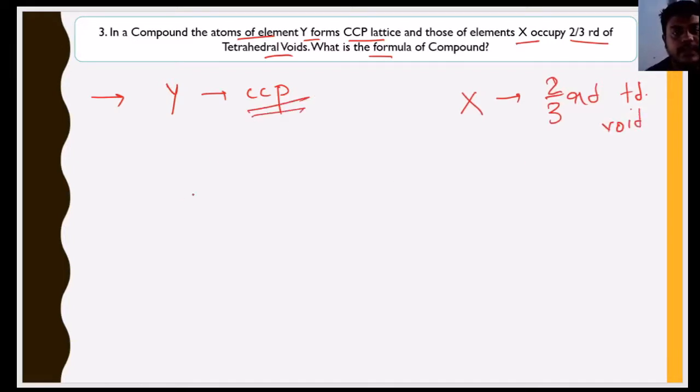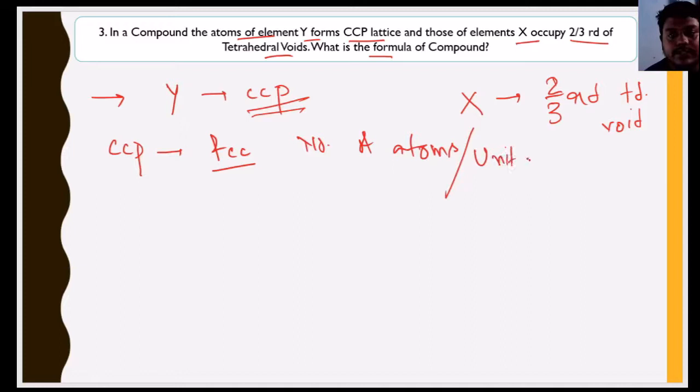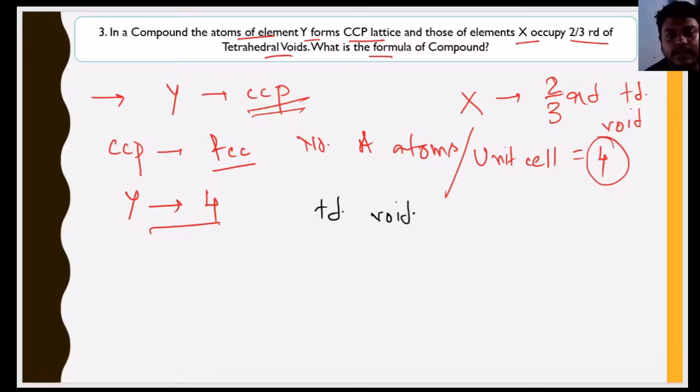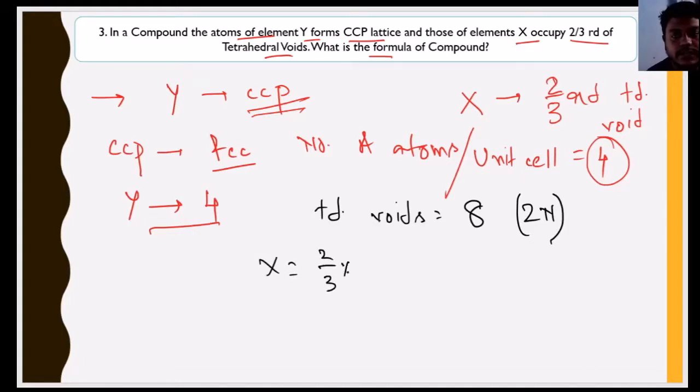So as I explained, the CCP is just like the structure of FCC. So the number of atoms per unit cell should be 4. So for the element Y, the number of atoms should be 4, and as the number of atoms per unit cell is 4, the tetrahedral voids in this crystalline solid structure should be 8, because it is represented as 2n. So X is occupying 2/3 of the tetrahedral voids, that is 2/3 into 8, which becomes 16/3.